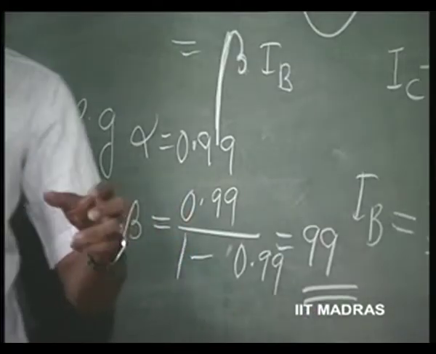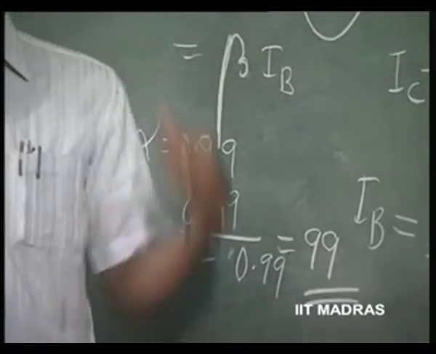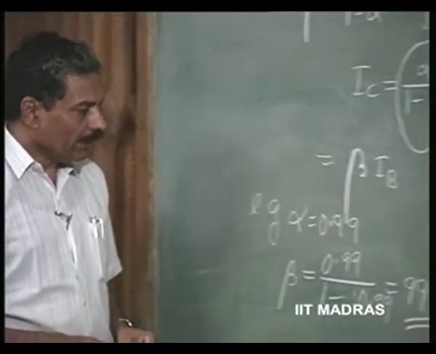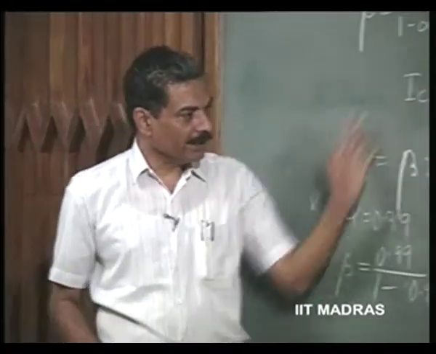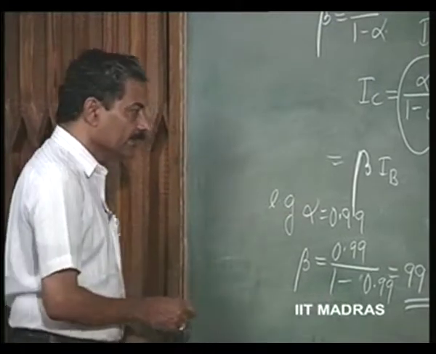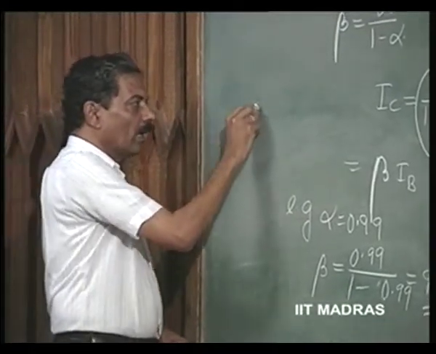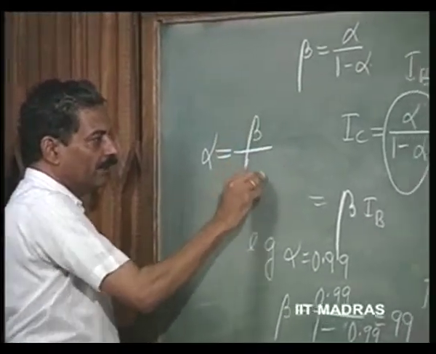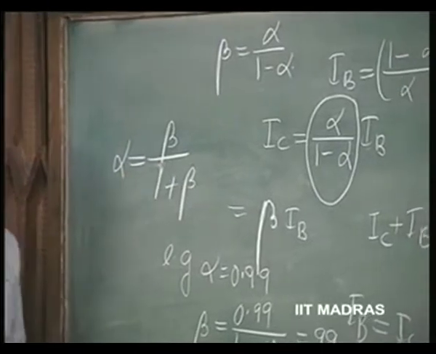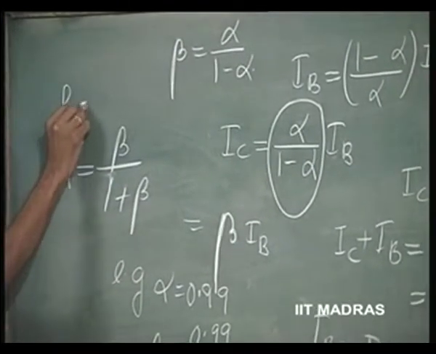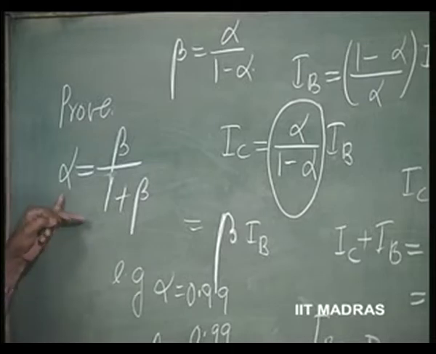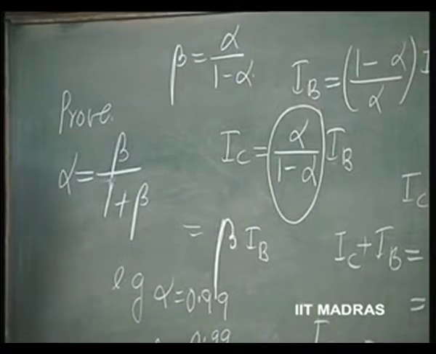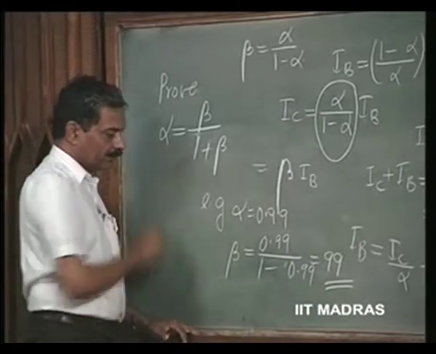That means, why is it infinity? For a finite collector current, we have 0 base current, right. So, alpha and beta are related by this, please remember this. So, in turn we can find out alpha from this as beta divided by 1 plus beta. So, prove, okay, alpha is equal to beta by 1 plus beta. From this relationship you can prove that.